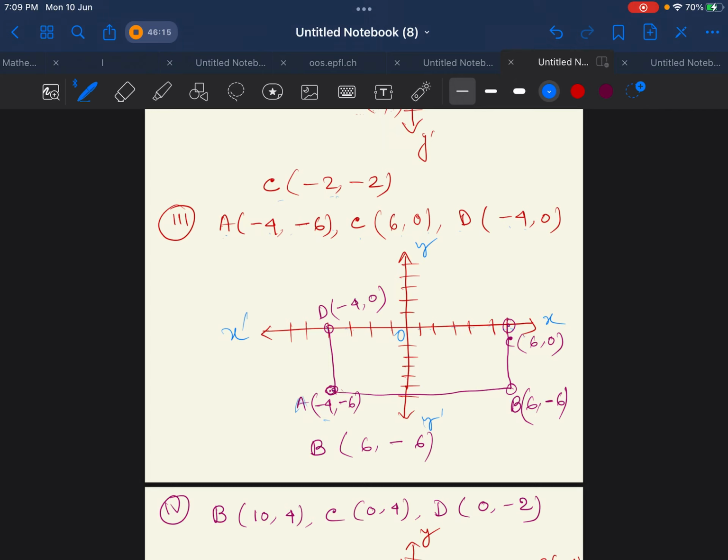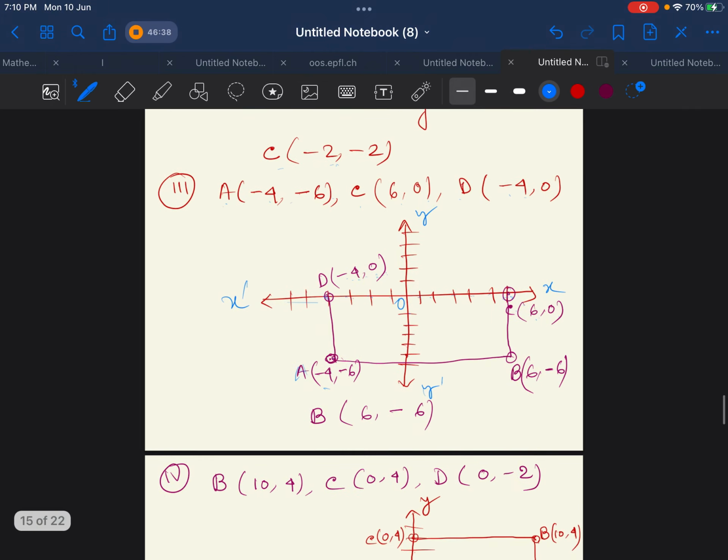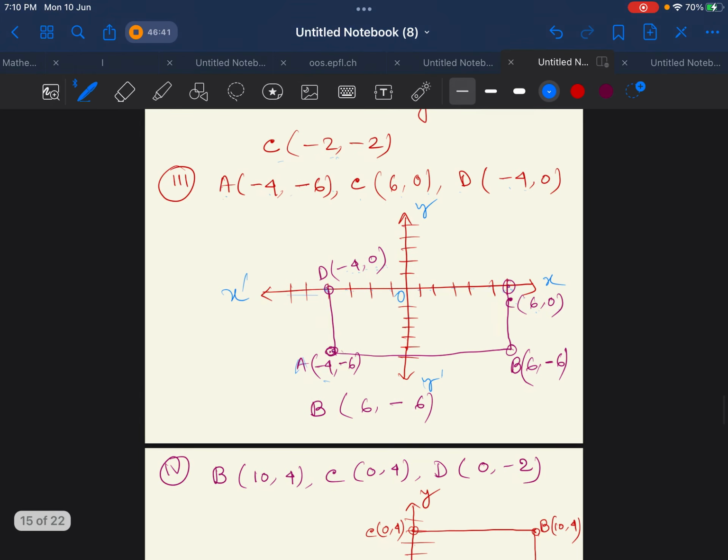On the x-axis we get the ordinate 0 and the abscissa 6. So this point is (6, 0). Now (-4, 0), the point D: 1, 2, 3, 4, abscissa -4, and on the x-axis the value of the ordinate is 0. So this point is (-4, 0), the point D.